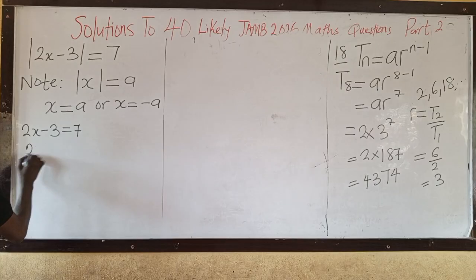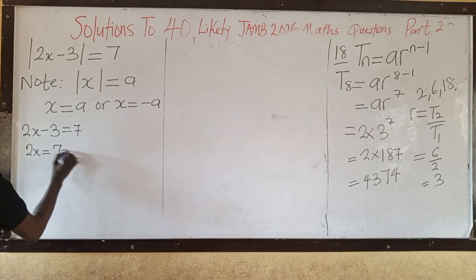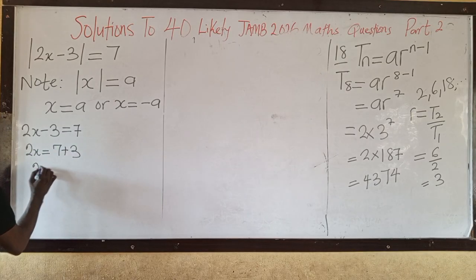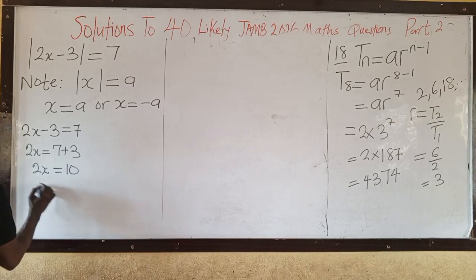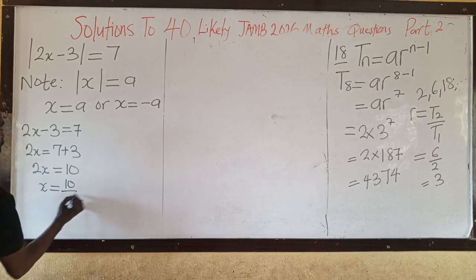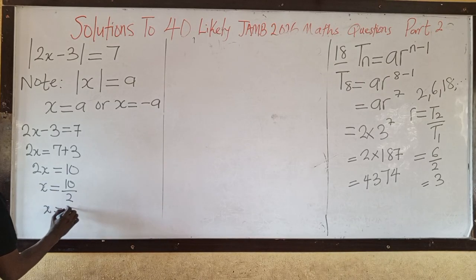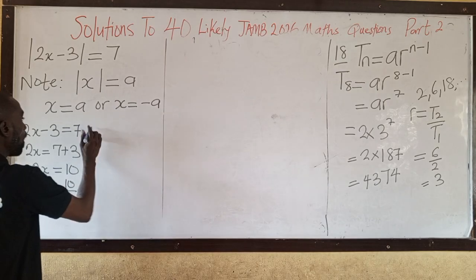So we now having the first one, 2x minus 3 equals 7. What do I have there? 2x equals 7 plus 3. 2x equals what now? 10. X will be equal to 10 over 2. X will be equal to what now? 5.